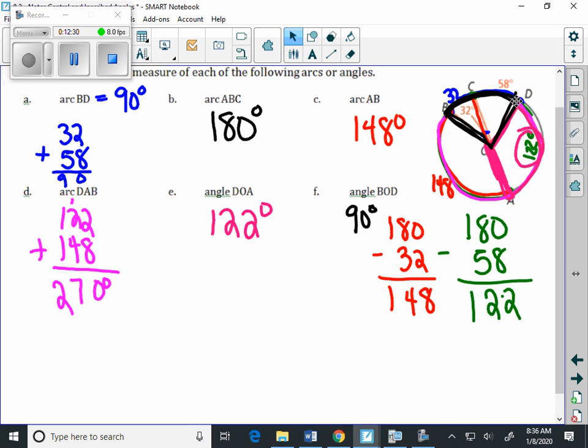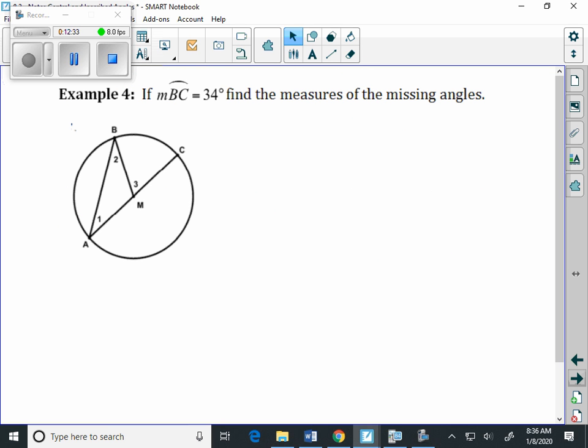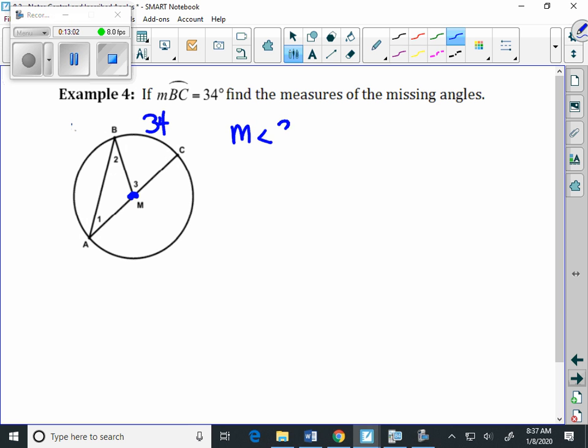As we get close to finishing, in our last example, it says if the measure of arc BC is 34 degrees, we want to find the measure of the missing angles. So we've got to figure out, well, what's angle 1, what's angle 2, what's angle 3. And in fact, the easiest angle to start with is angle 3. Because angle 3 is at the center of the circle, so angle 3 is a central angle, and the measure of angle 3 then is the same as the measure of the intercepted arc. It's 34.